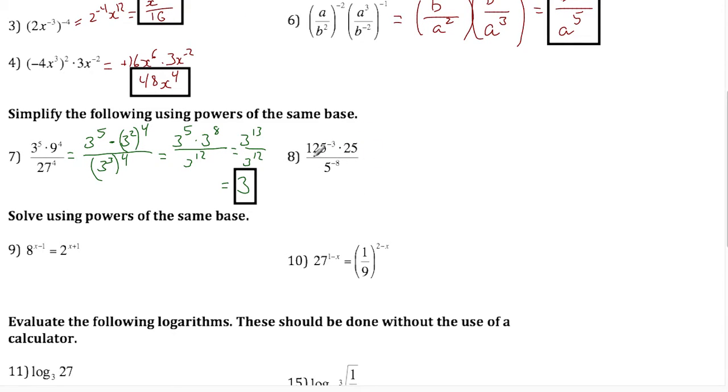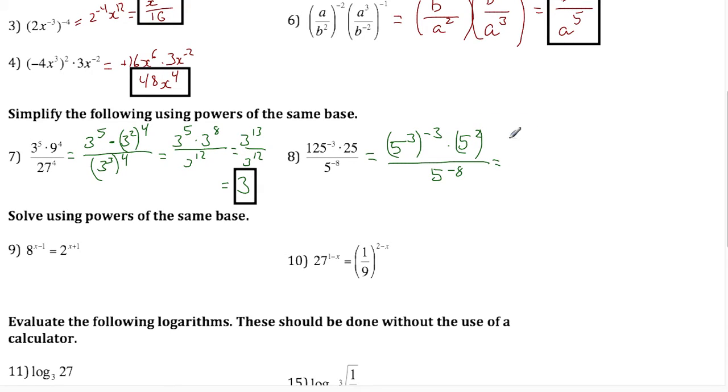For the second one, we want to do the same thing again. Don't worry about these negative exponents. Let's just change these to bases. So again, 25 and 125 can all be written as powers of 5. 125 is 5 to the 3rd, so we replace 125 with 5 to the 3rd. We replace the 25 with 5 squared. And the 5 to the negative 8th, it stays.